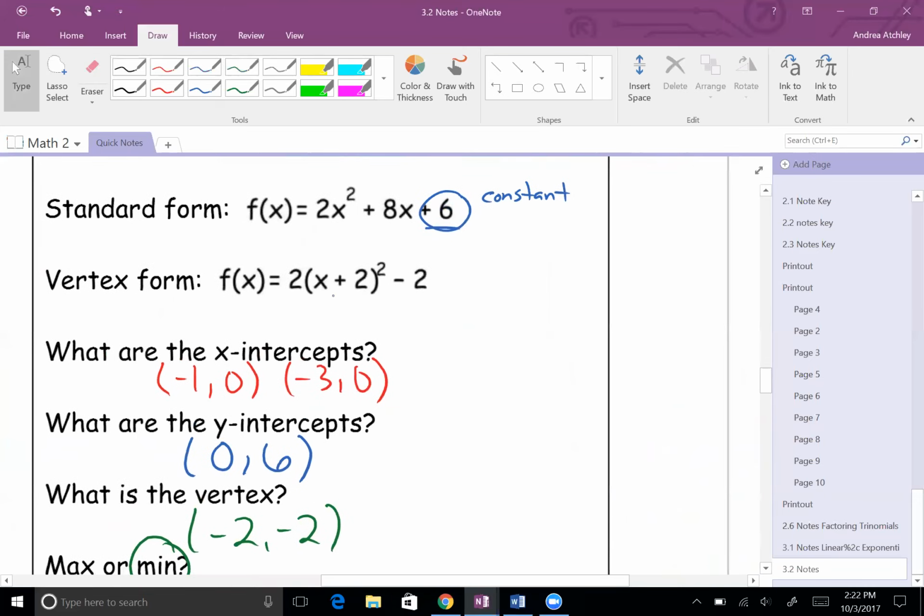Okay, the number inside the parentheses is a +2, so the x value is going to be -2. The number outside the parentheses is -2, so the y value is going to be -2. Any questions over that? Okay, so let's write that one down.